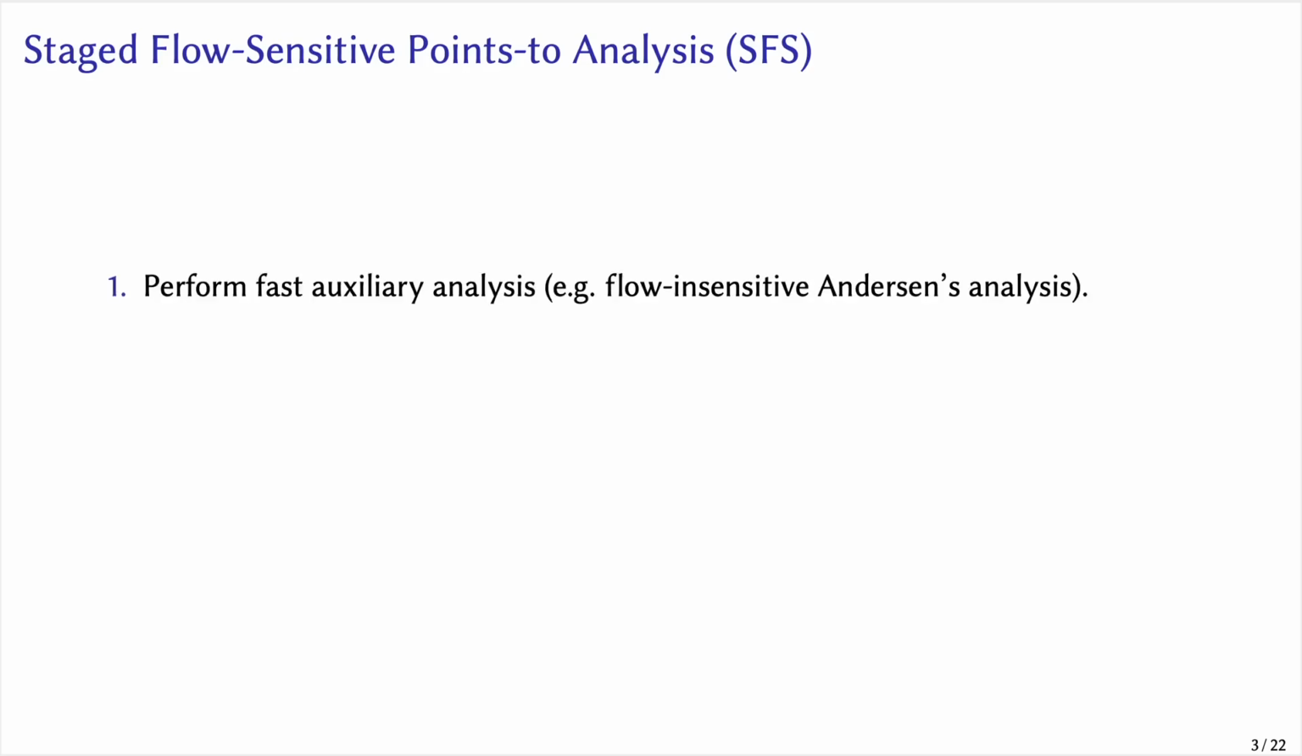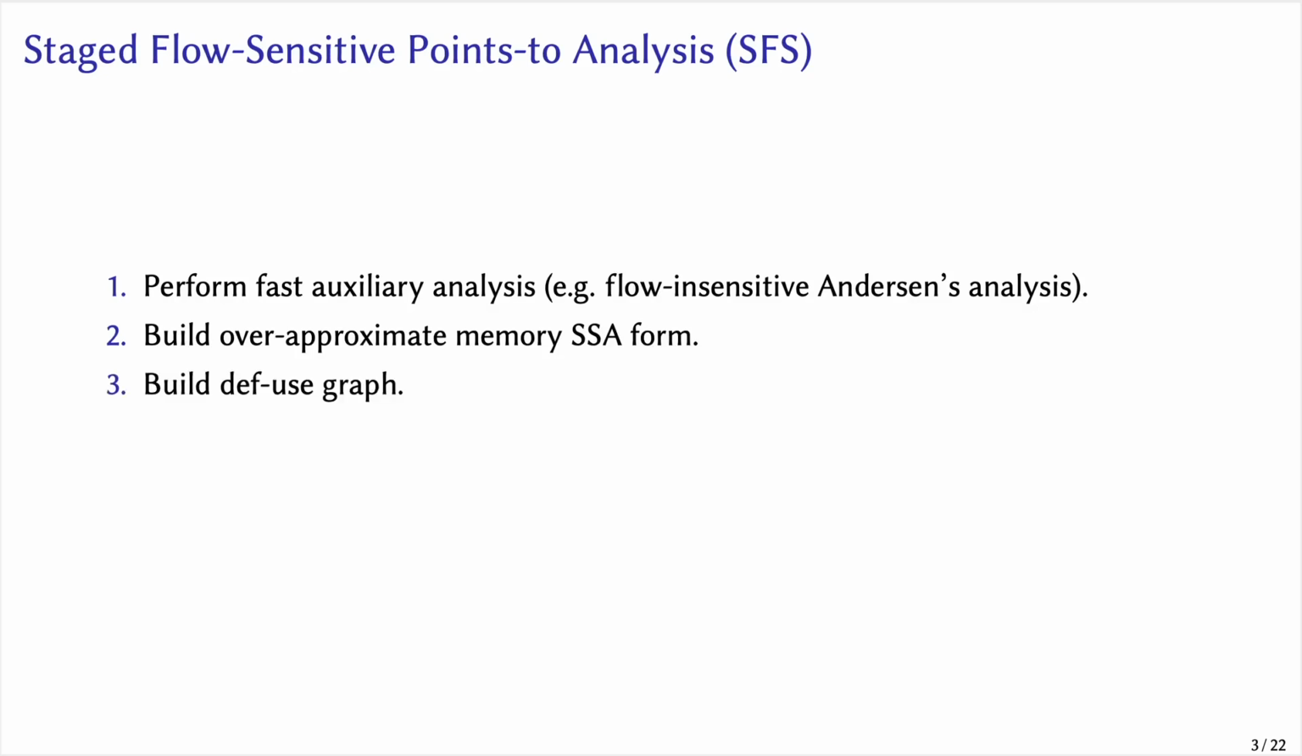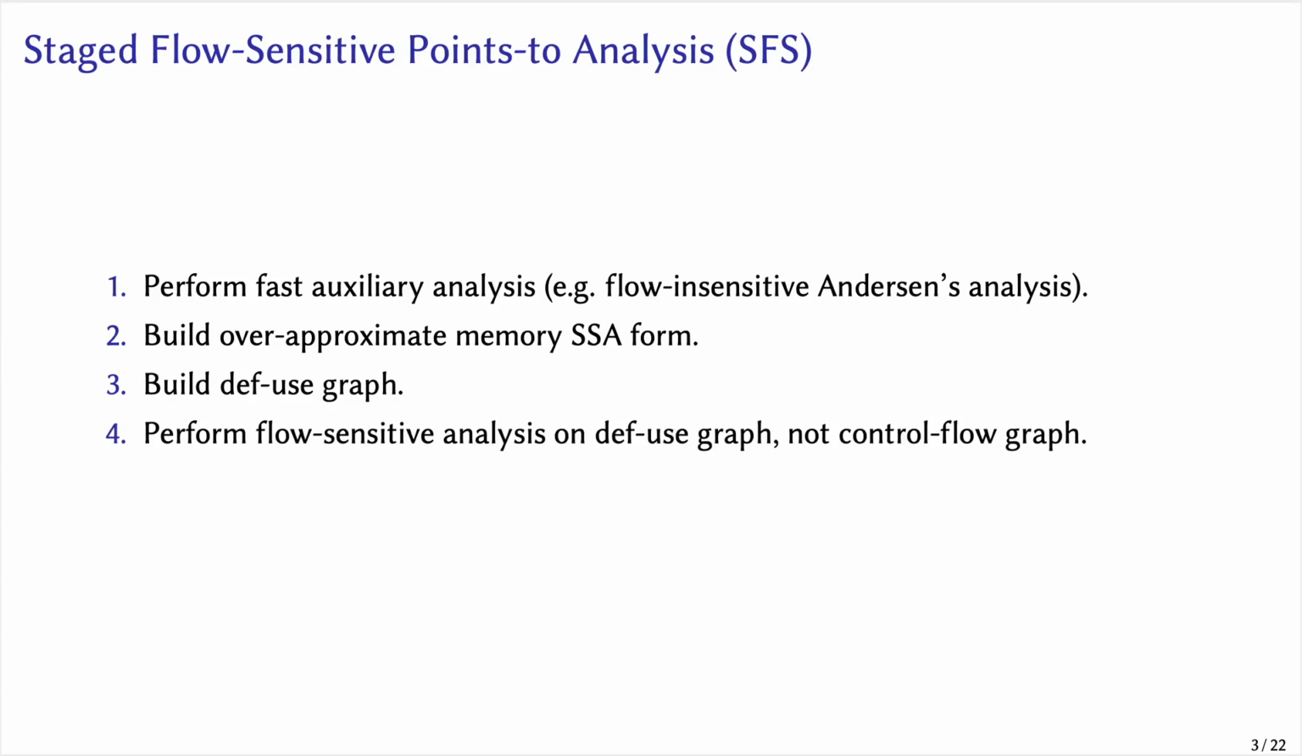This is expensive. Staged flow-sensitive analysis, or SFS, makes this much cheaper. In it, we first perform a fast auxiliary analysis, like a flow-insensitive Andersen's analysis. Then, using those results, we build an over-approximate memory SSA form, and with that, we build a def-use graph, and finally, we perform the analysis atop this def-use graph rather than the control flow graph. For our work, this analysis is our main focus.